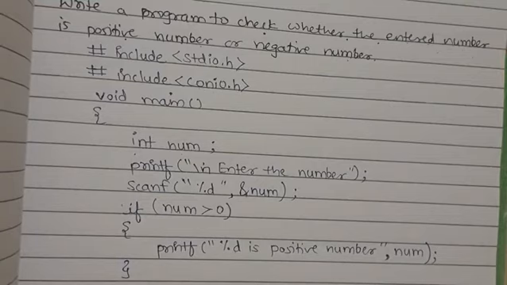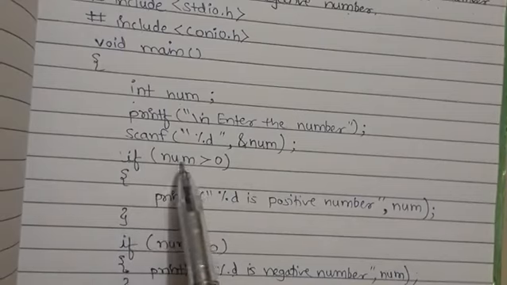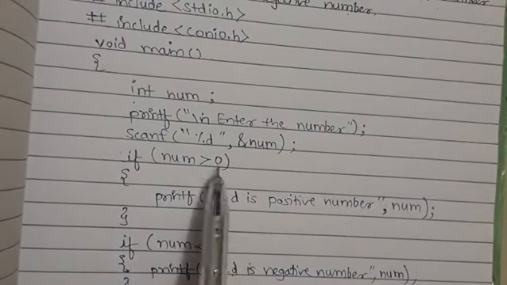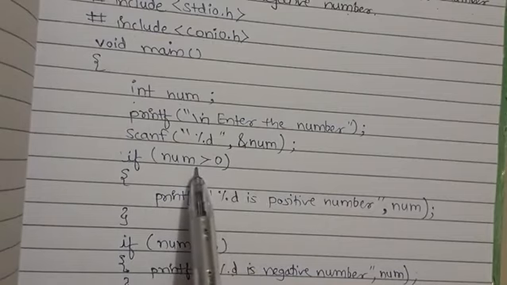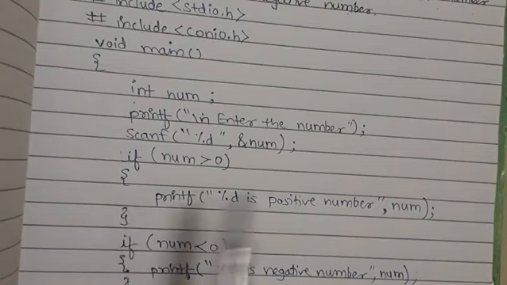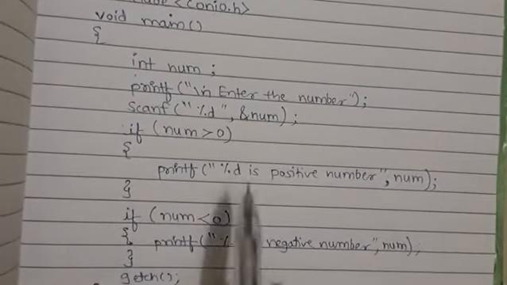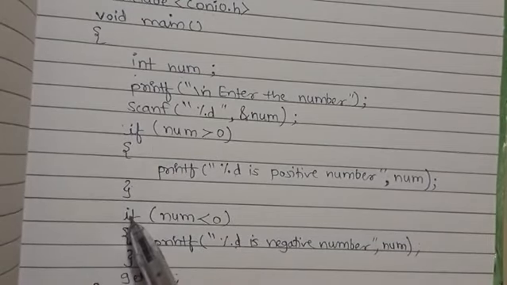Then we have to check whether the entered number is a positive number. So when num is greater than 0, then the number will be positive. Therefore within this if we have written the condition. Now here it contains a single condition by using this relational operator. If this condition is true, then this statement block will be executed. If this condition is false, then it will directly come to this second if.